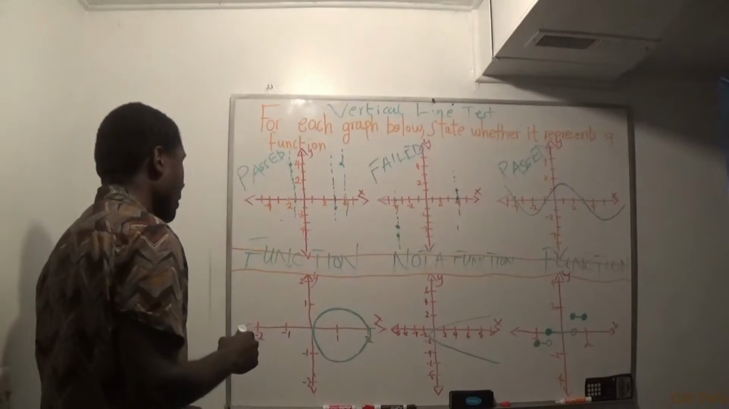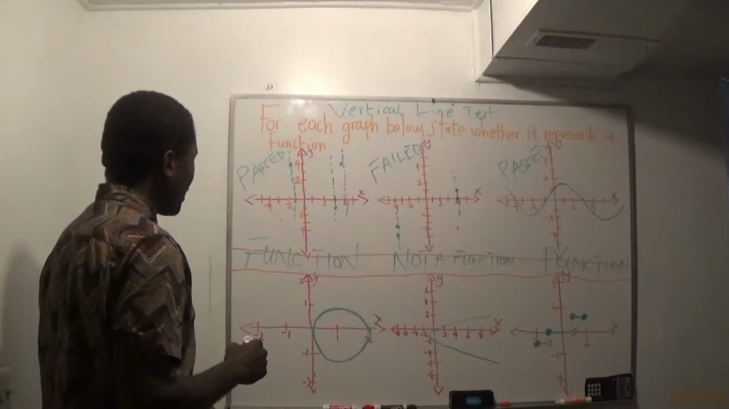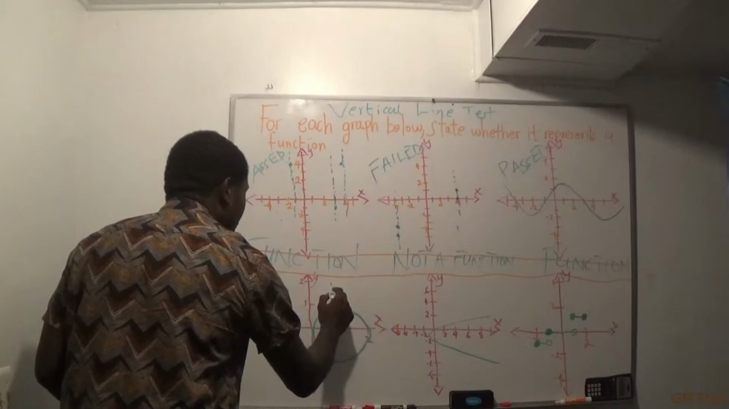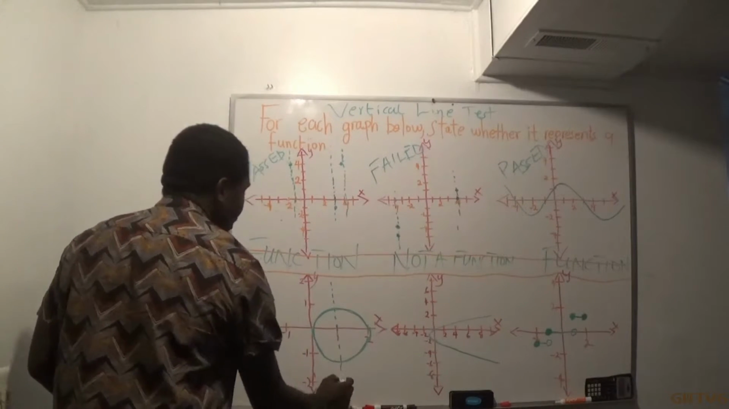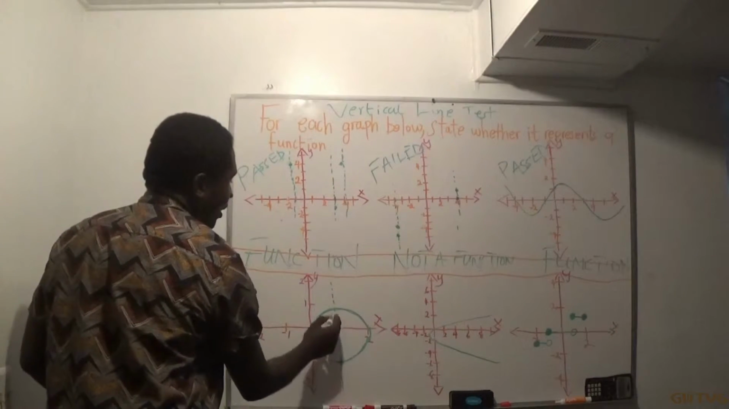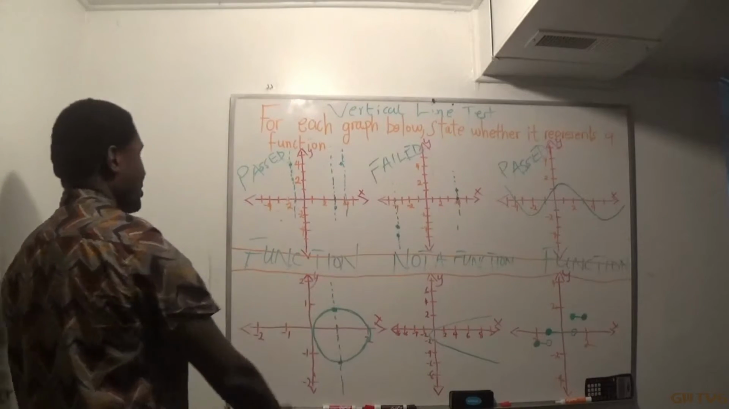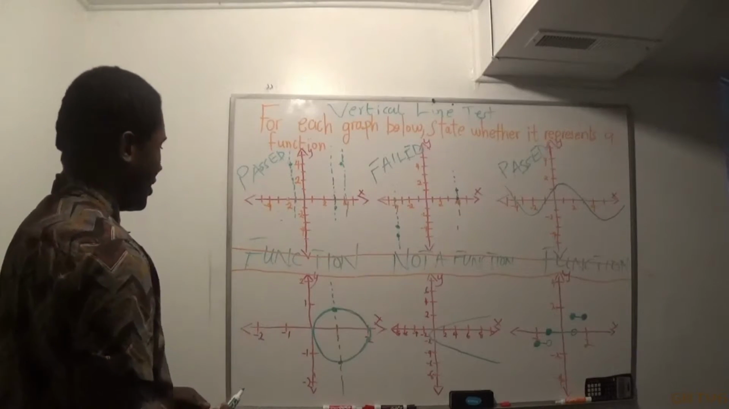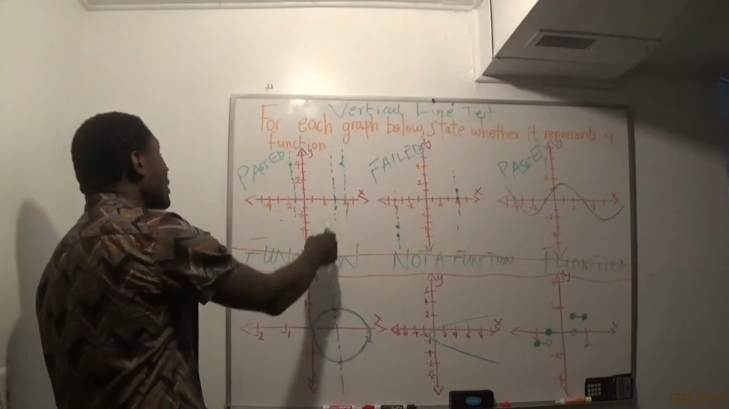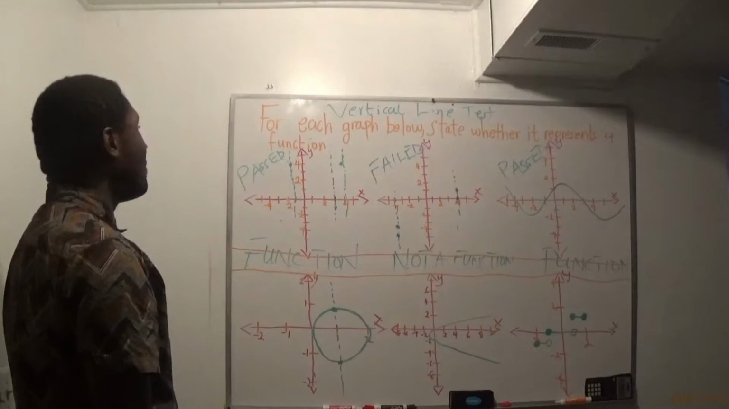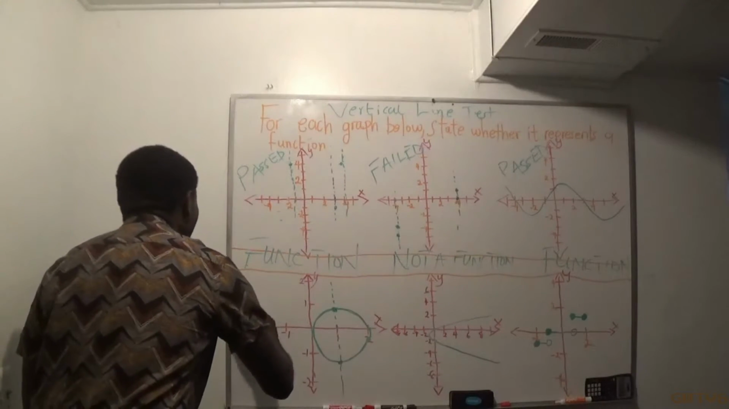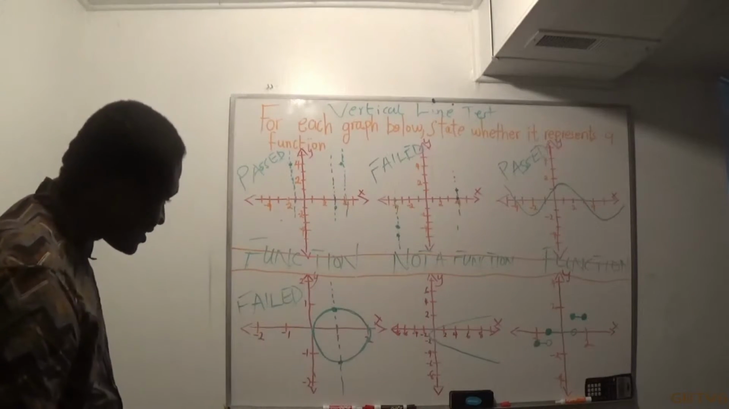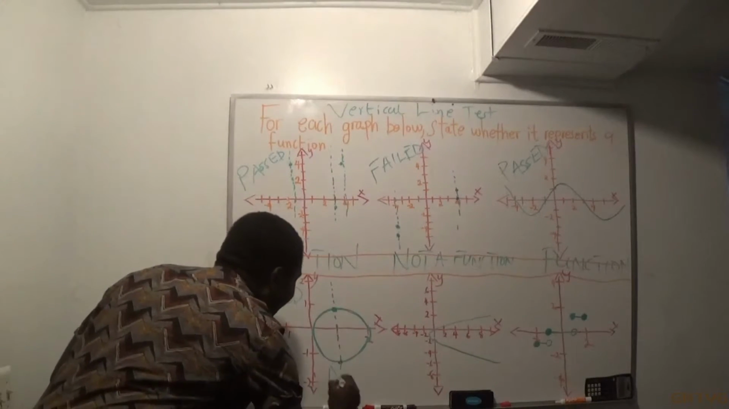What about this one right here? Would I be able to draw a line that will intersect more than once on the graph? Oh yeah, I can draw a vertical line like that and it intersects more than once on the graph. So because it is intersecting more than once, it is possible to draw a vertical line that will intersect more than once. That means it has failed the vertical line test. And when it fails, it's not a function.